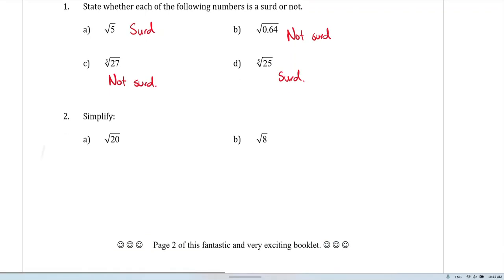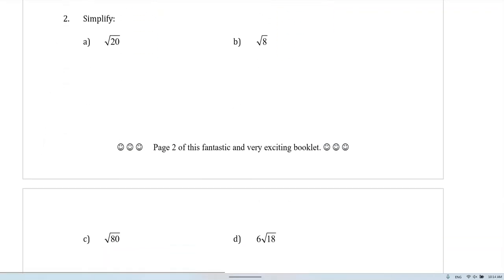On to question 2 and simplifying our surds. I'm going to write our perfect square numbers down the side here. So we have 1, 4, 9, 16, 25, 36, 49, 64, 81, and 100. We keep going, but you don't often get numbers above 100 that need simplifying.